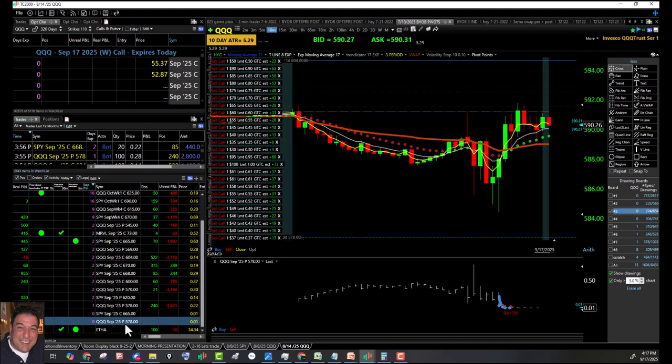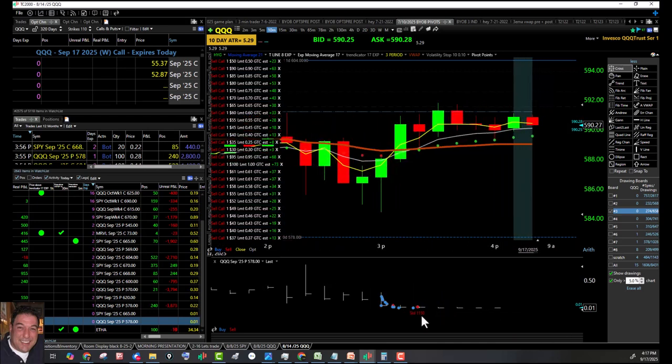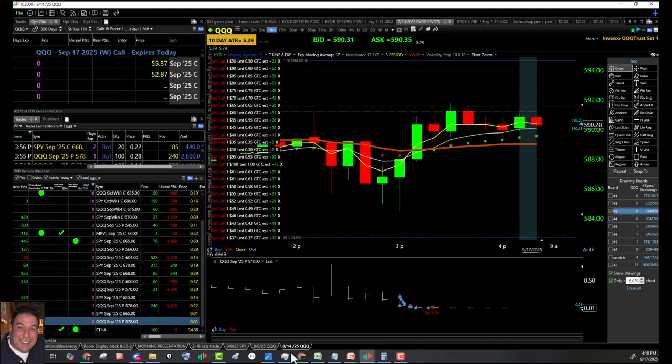QQQ 578 puts, made $3,410. Again, I bought those and sold into strength as price popped right down here. Okay, so price went up and then dipped right here, and that's where I sold into strength on those QQQ puts right there. So that's it for me for today.